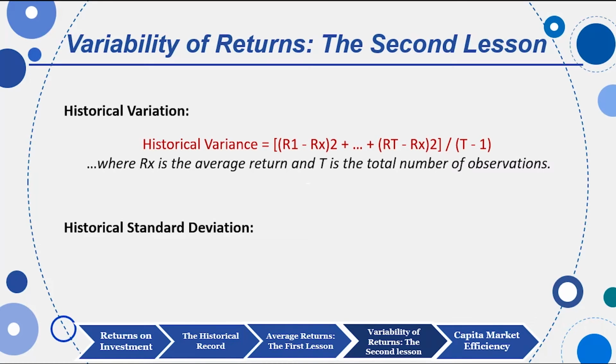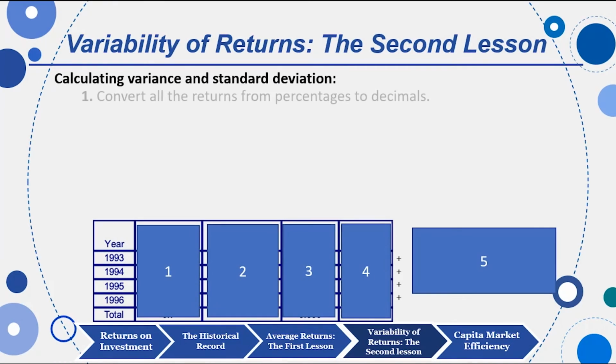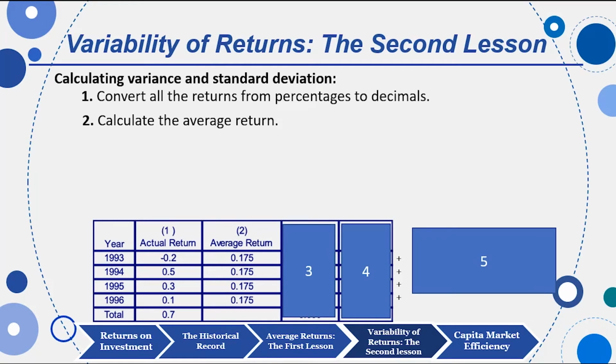Next, I look to calculate the variance, and then I look to calculate standard deviation by taking the square root of the variance. So step 1, convert all the returns to decimal. And we've done that. Add them up and I get 0.7. I divide 0.7 by 4 observations and I get 0.175 for SuperTech.